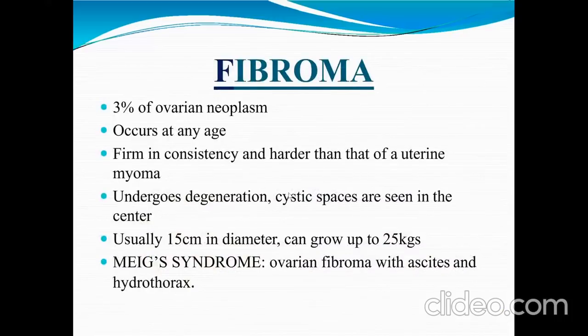Another one is fibroma. It constitutes 3% of all ovarian neoplasms and can occur at any age. It is firm in consistency, harder than a uterine myoma. It undergoes degeneration and cystic spaces can be seen in the center. Usually it is 15 centimeters in diameter and it can grow up to 25 kgs. It is associated with Meigs syndrome, which includes ovarian fibroma with ascites and hydrothorax.